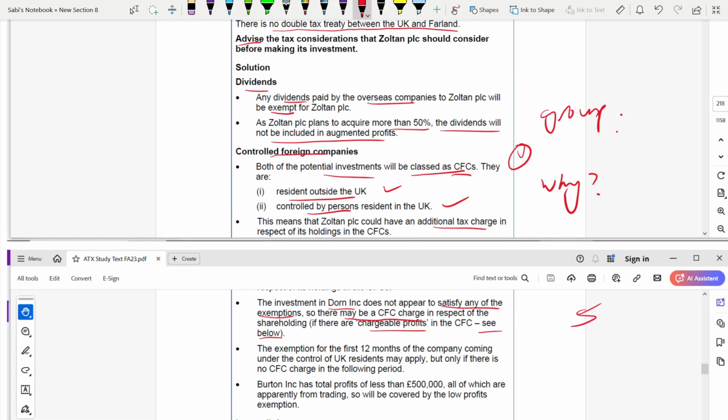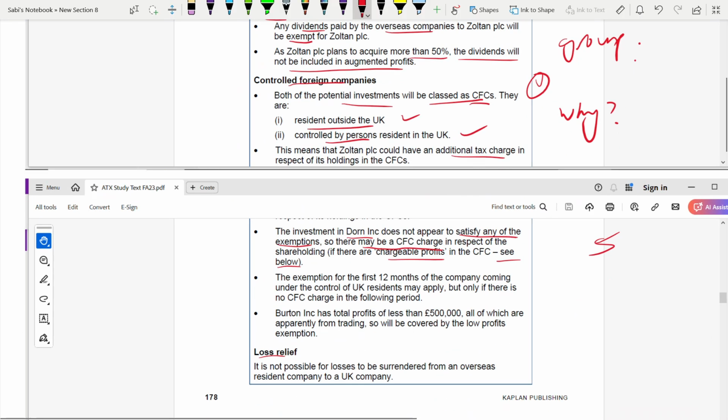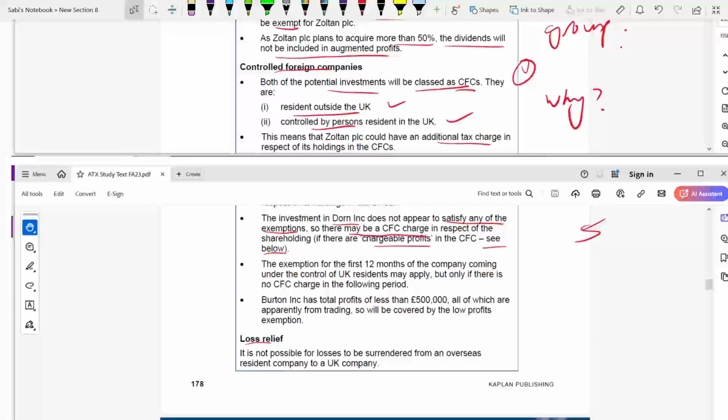Now. So the exemption for the first 12 months of the company coming under the control of UK resident may apply. See, out of those we are saying they do not appear to satisfy any of the exemptions, but the first exemption, time period exemption, may apply, but only if there is no CFC charge in the following period.